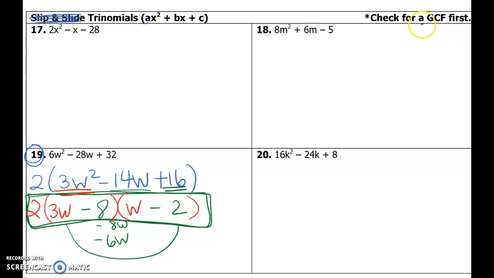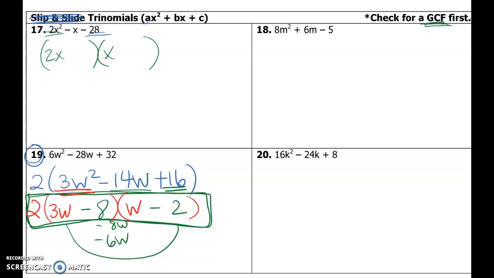So notice that first step in everything is always to take out the greatest common factor. Like number 17, there is no greatest common factor, so I would just go straight to this, break down what multiplies to 2x squared. For 28, break down what multiplies to 28. You could try 14 and 2. You could try 7 and 4. You could try 28 and 1. So how do you choose which numbers to try?